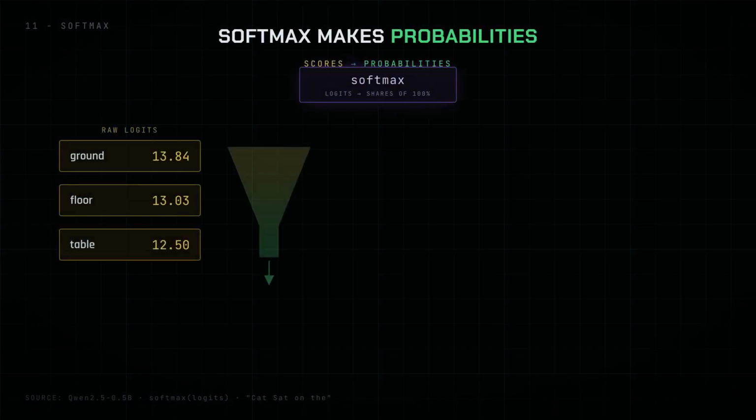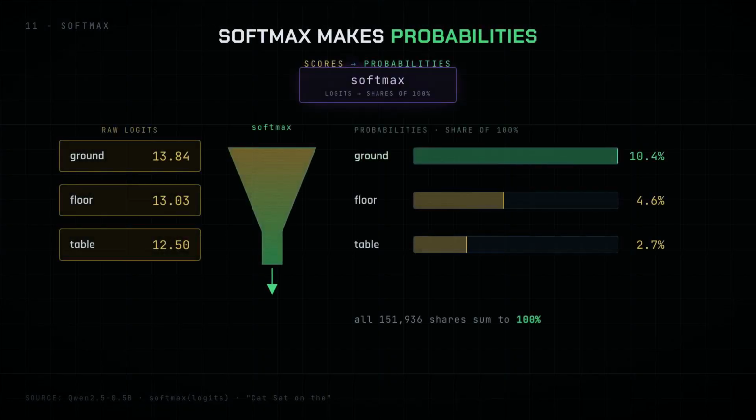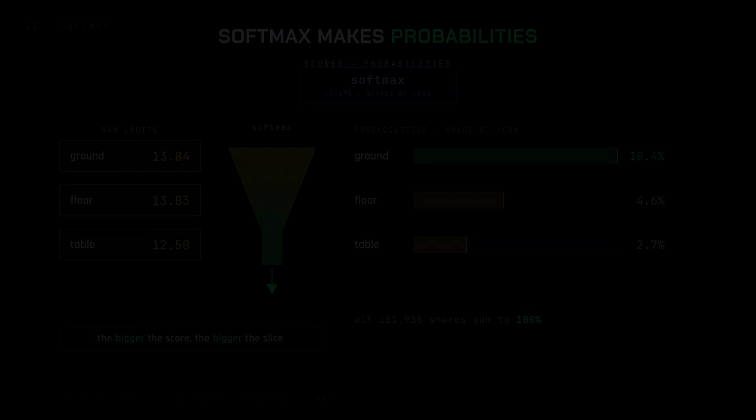Stage 11, softmax. It turns those raw scores into probabilities that add up to 100%. Bigger scores get a bigger slice, and it exaggerates the leader. Now the numbers are something we can actually read.